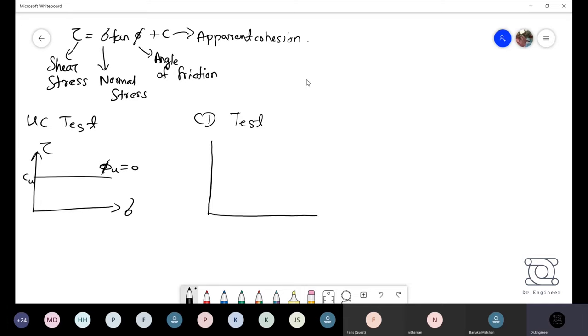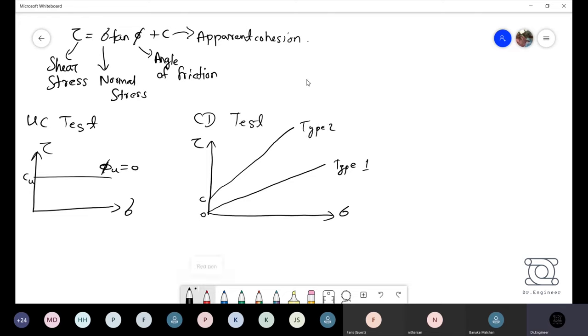Here for the CD test, the consolidated drained test, what type of soil? They have not mentioned a given soil, and you don't know what the soil is. So there are two types of failure envelope you can draw. One is through the origin, another one is with an intercept. This one has an intercept, and this one is through the origin. This is type one, this is type two. I'll explain what this is.